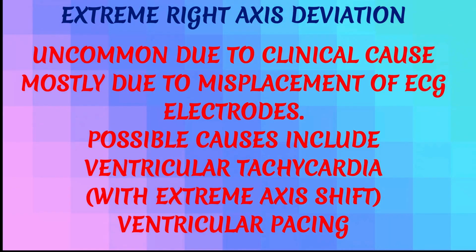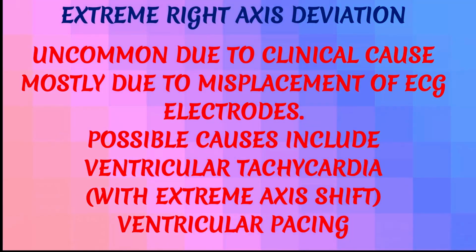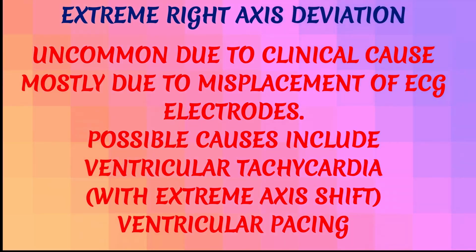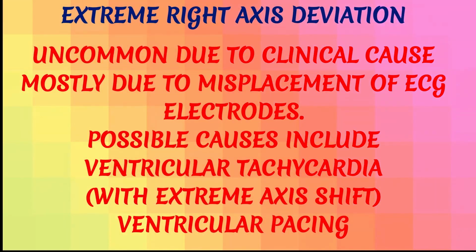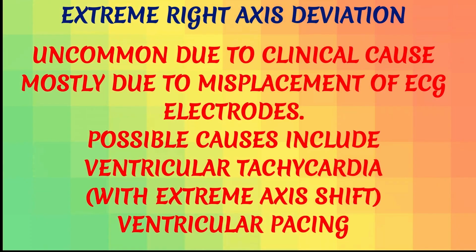Causes of extreme axis deviation are uncommon clinically, mostly due to misplacement of ECG electrodes. If it is present, first check limb electrode placement. If electrode placement is right, then possible causes include ventricular tachycardia with extreme axis shift and ventricular pacing.